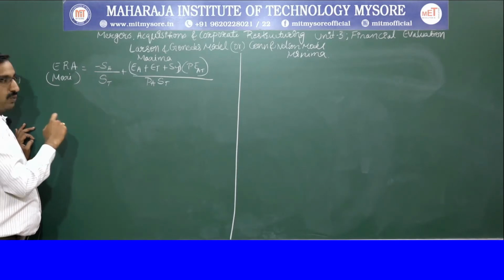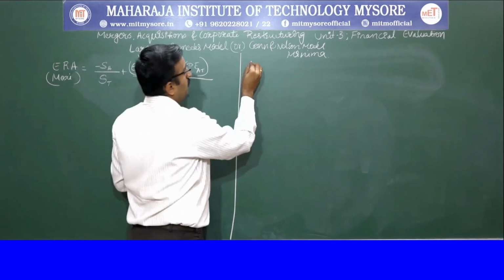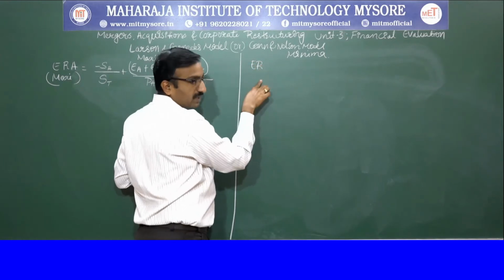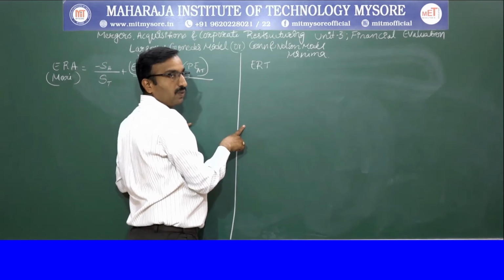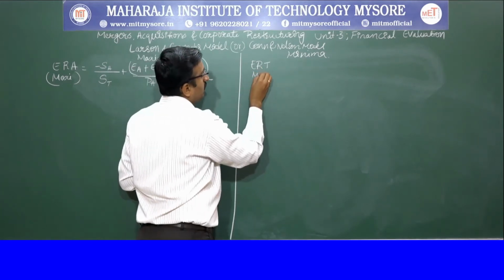We apply this one, and for minima we go with ER. For which company do we take this? We take it for T company. So this is mini.